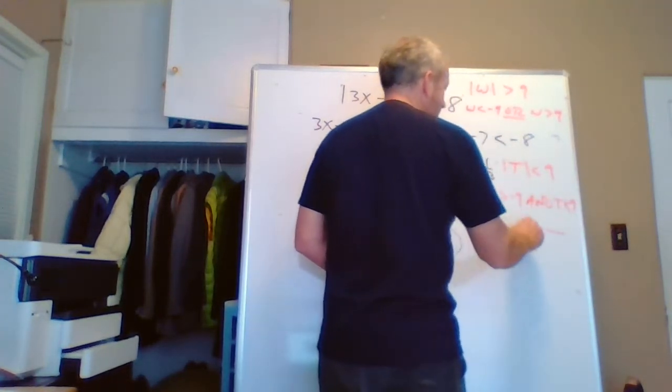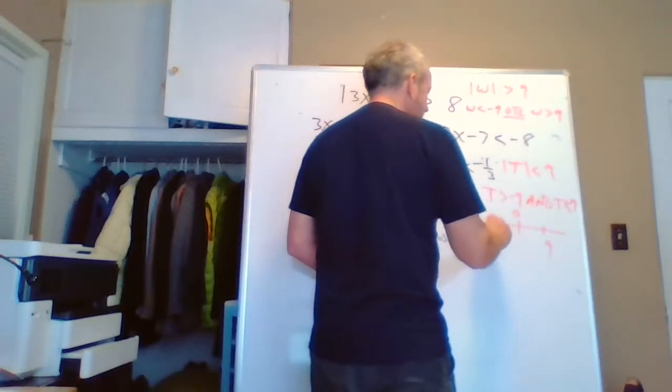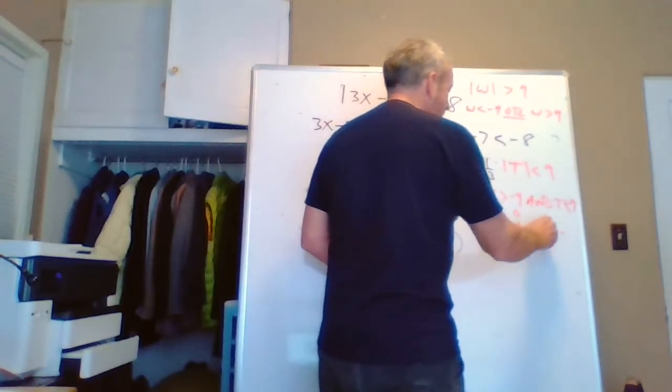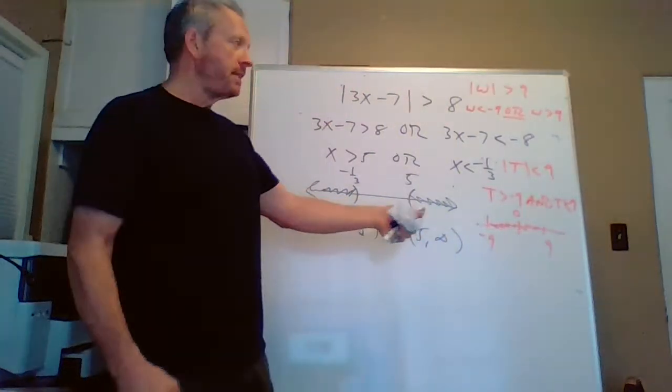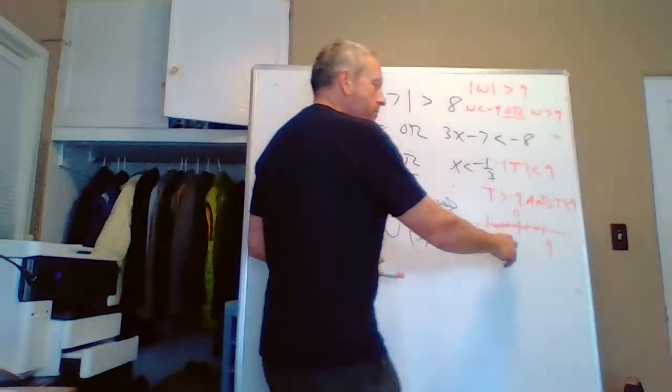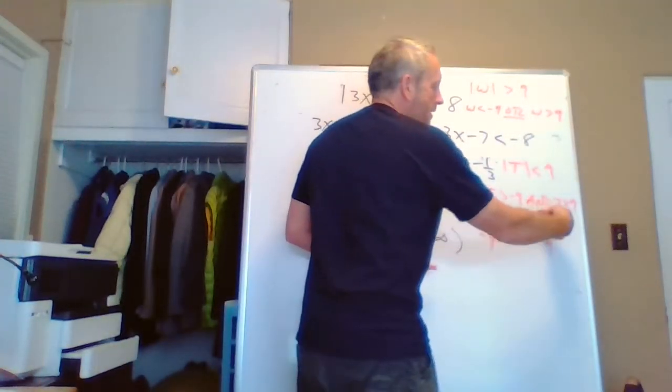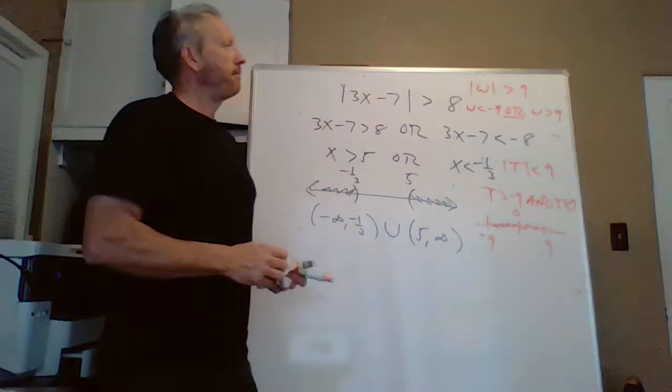And here's another line. There's 0, 9, negative 9. You have to live in that region. T would have to live in that region right there. And to live in this region right here, you're to the right of negative 9 and the left of 9.